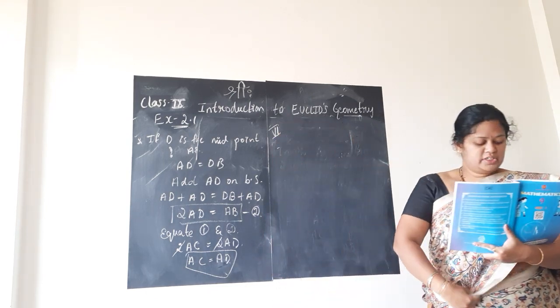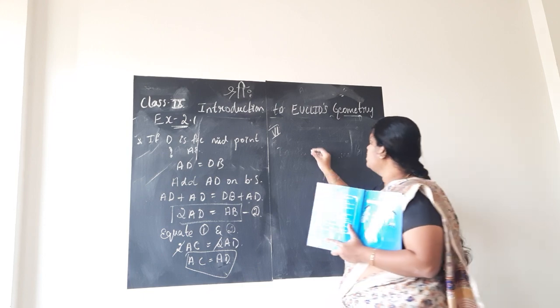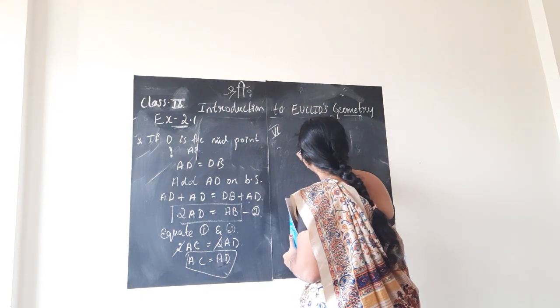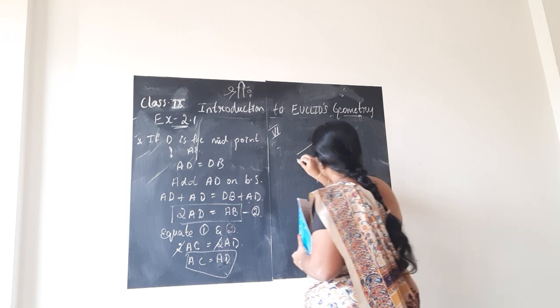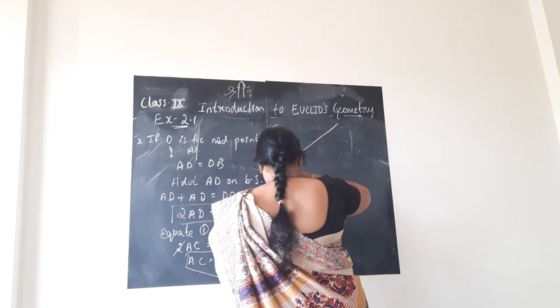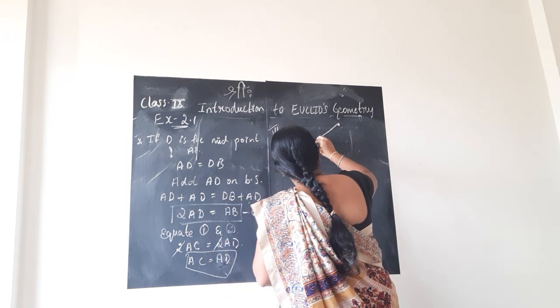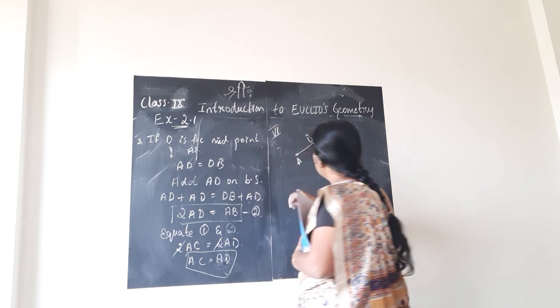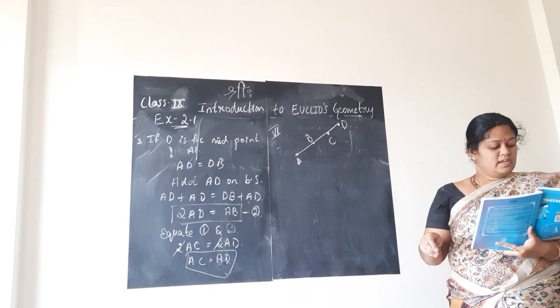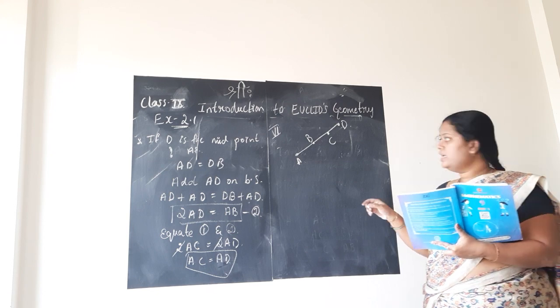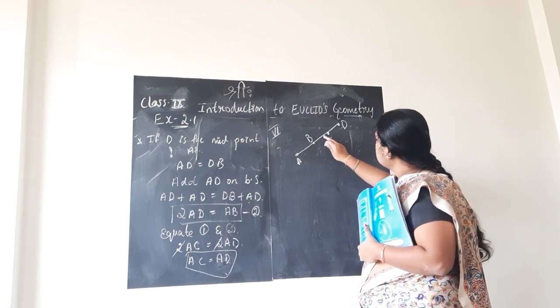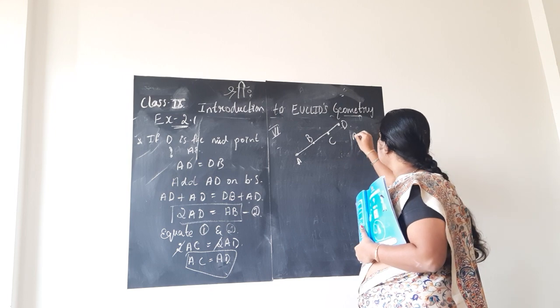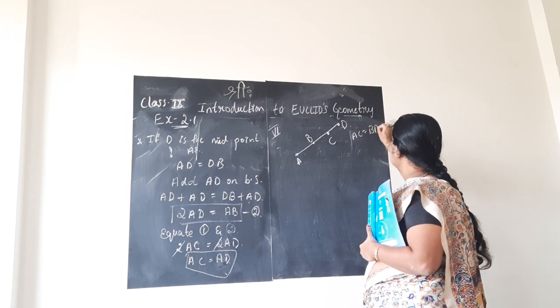Sixth main question is, let me draw the figure first. A, B, C and D. This is the given figure. In the figure, if AC is equal to BD, they have given that AC is equal to BD.